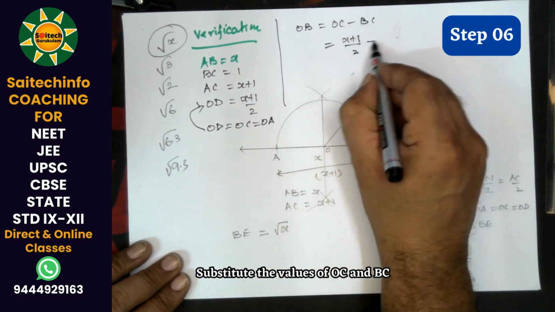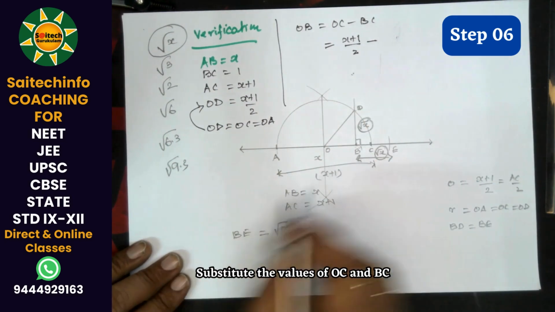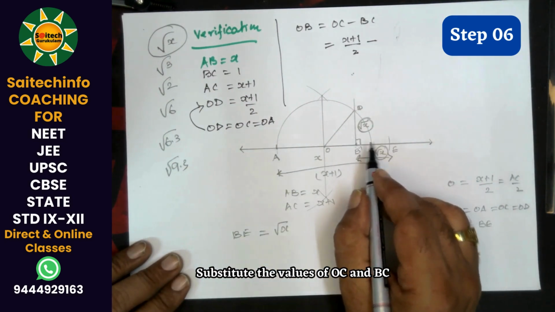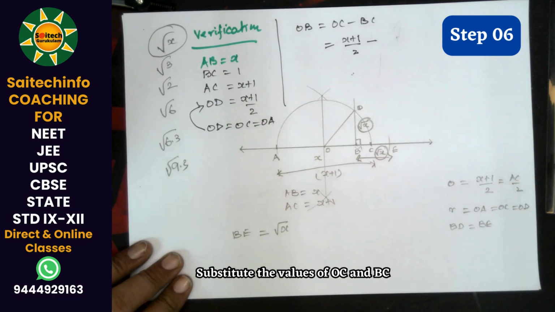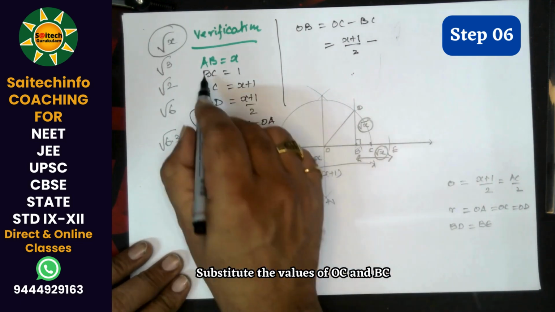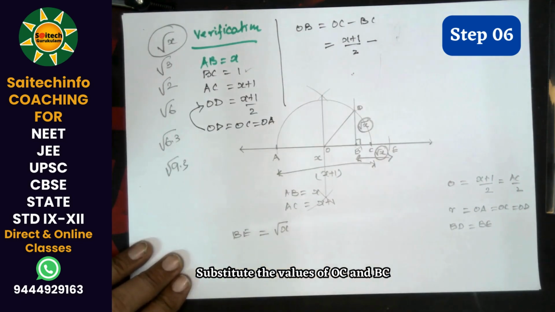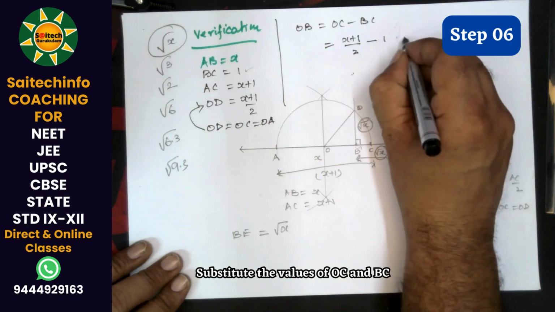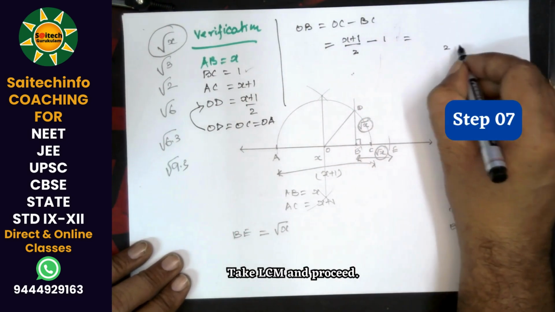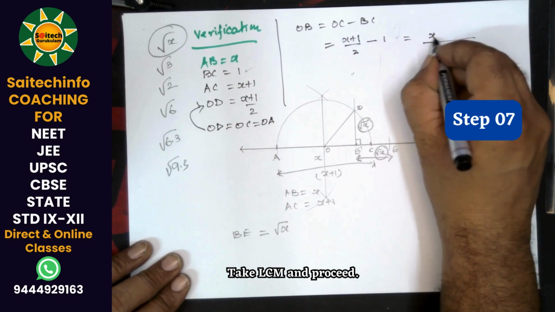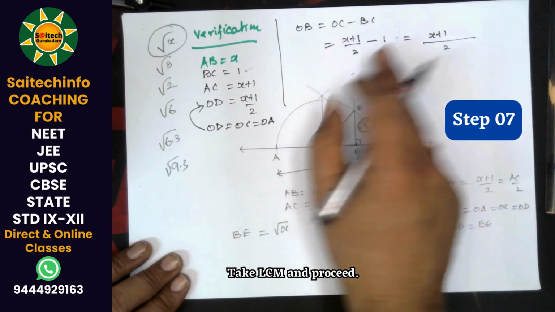Okay. Now what is BC here? The BC is nothing but 1, because we have taken BC as 1. So you can put simply 1. Now you can solve and take LCM 2. So X plus 1, you have to be very careful.